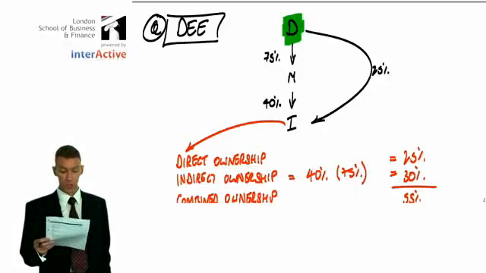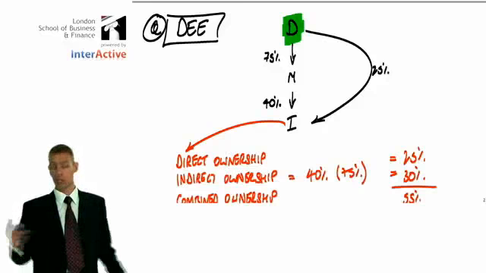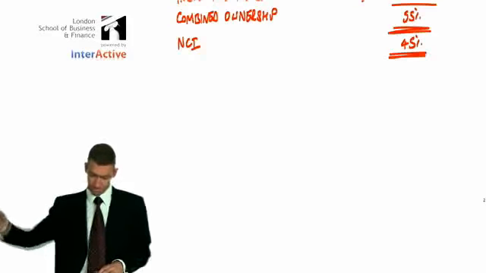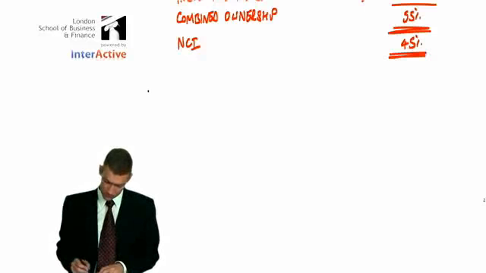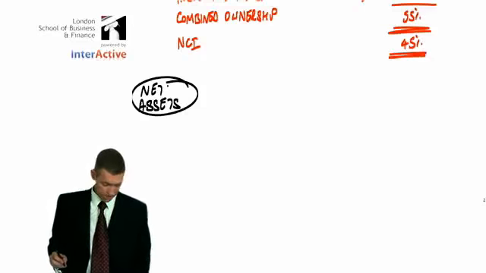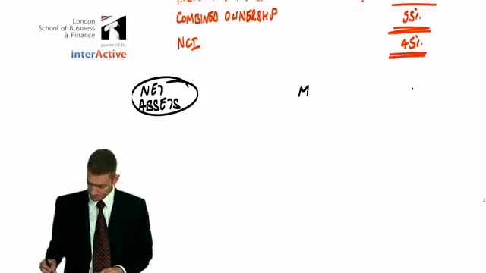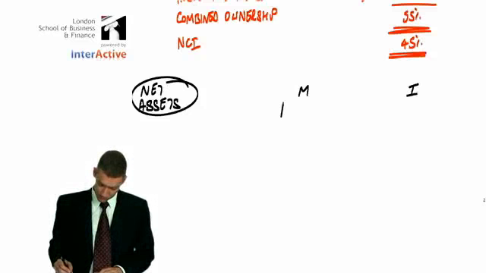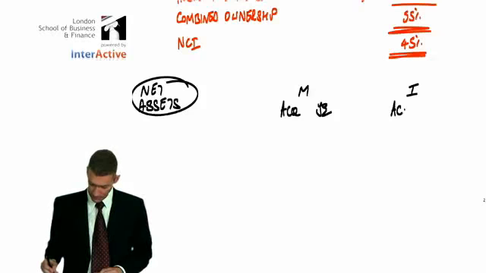The statements of financial position are as follows. I don't think there's much more to say. Let's do it. So we need net assets of M and I at acquisition and at year end, at acquisition and at year end.